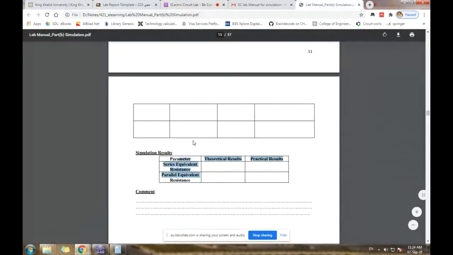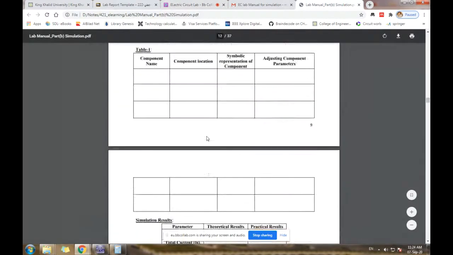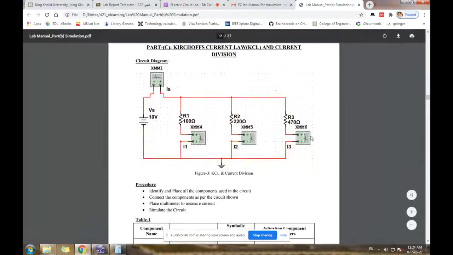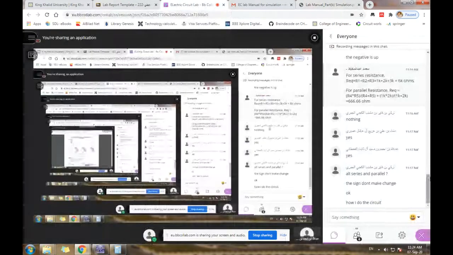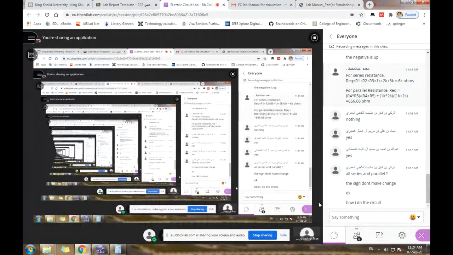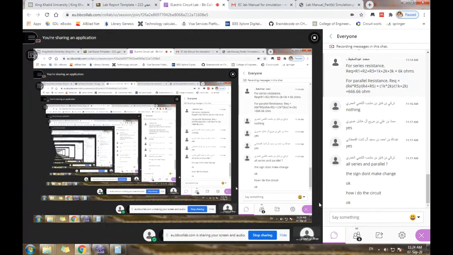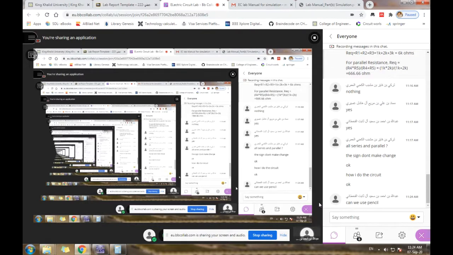Yes, simply from the lab manual, with your pen, you can draw the circuit, like this circuit. Any questions? Yes, you can use pencil or pen, and you can use a red pen or blue pen, as you like. It depends on you.